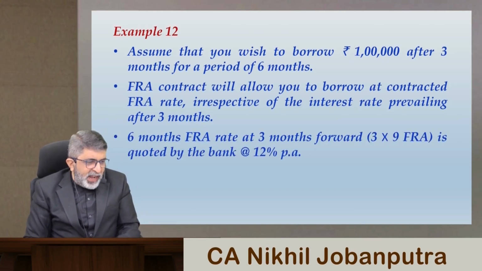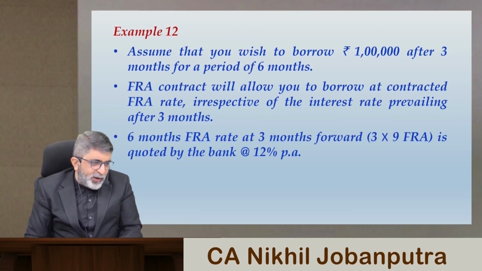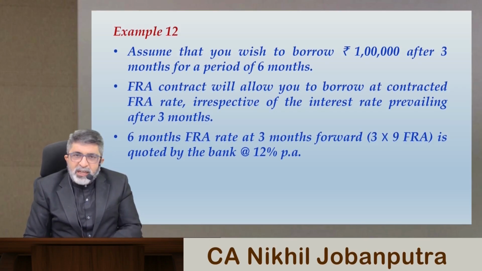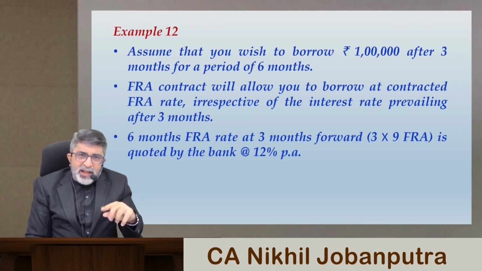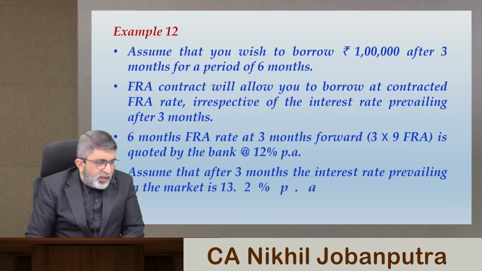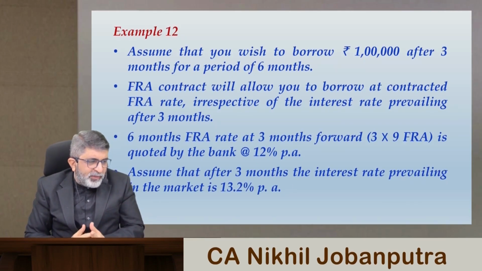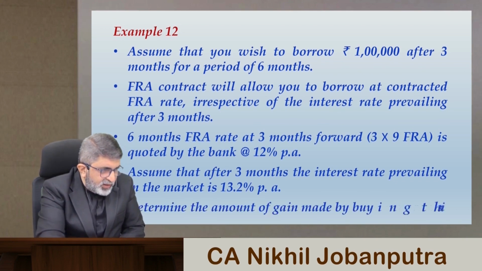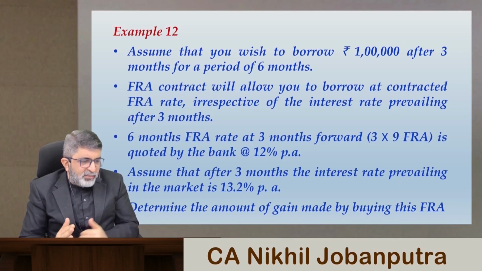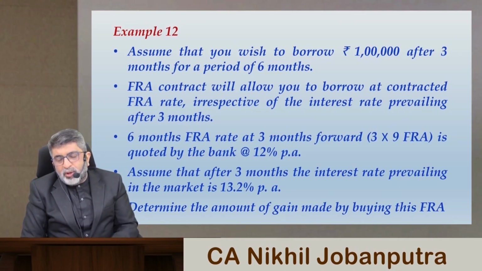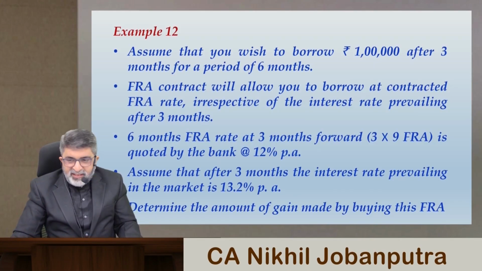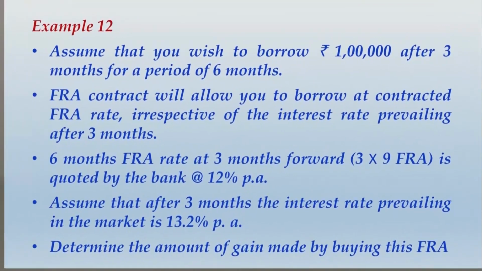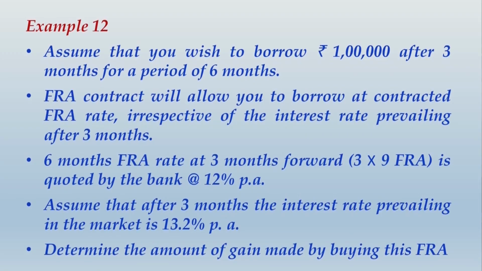The 6 month FRA rate at 3 month forward, that is the 3/9 FRA rate, is quoted by the bank at 12%. That means the bank is selling FRA and you are buying this FRA. Assume that after 3 months the interest rate prevailing in the market, that is the market reference rate, is 13.2%. Determine the amount of gain made by buying this FRA. So I want you to note down this example because it conveys a lot of meaningful content, not just an example. So please take note of this whole thing and then I take you ahead.